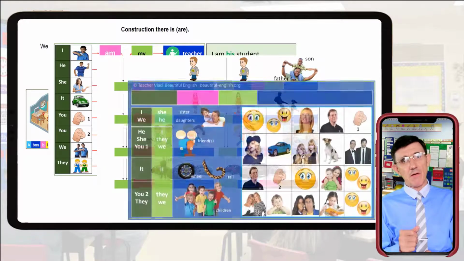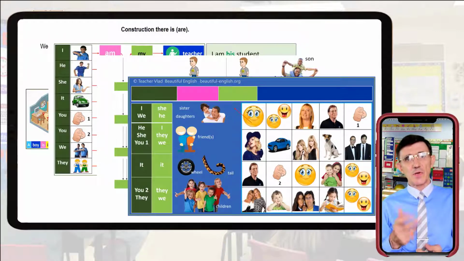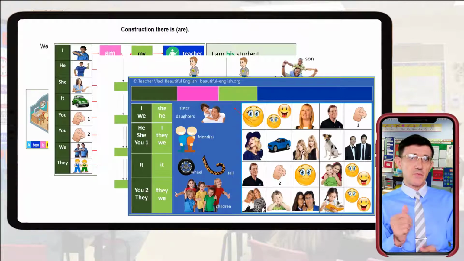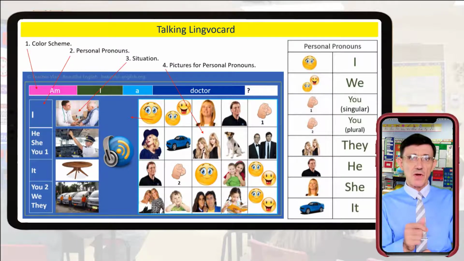Talking Lingua card will help you to get automatic speaking skills. You will practice making and pronouncing all types of sentences for different situations and for different personal pronouns. Practicing with the Talking Lingua card improves memory and enhances brain learning abilities. While practicing with the Talking Lingua card, you will see an arrow going from a personal pronoun and pointing to a situation. Then you will see and hear a sentence.